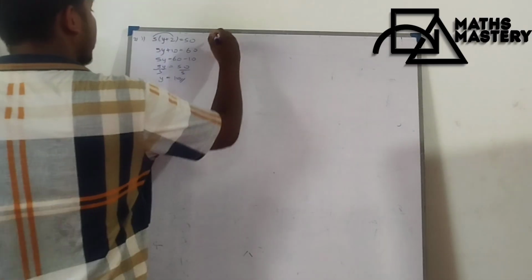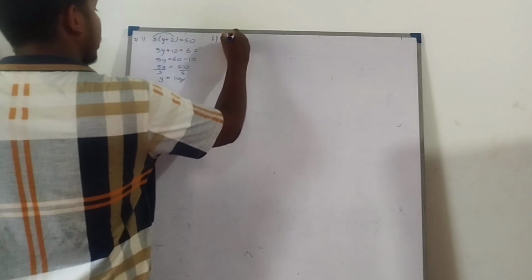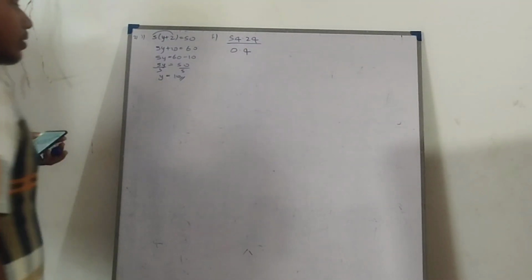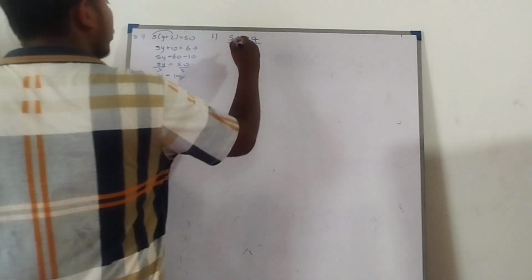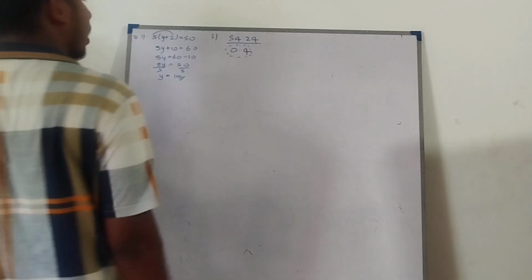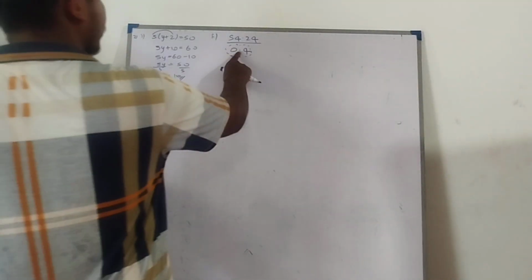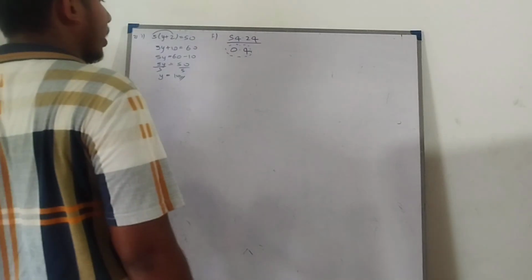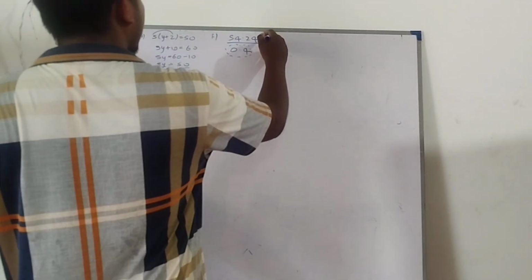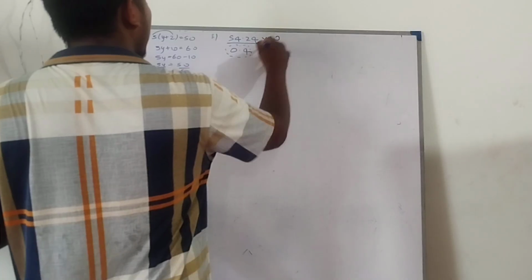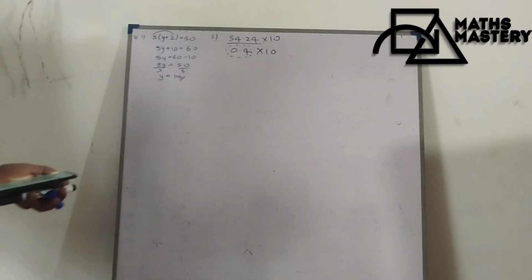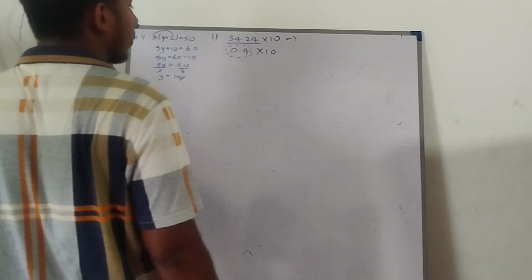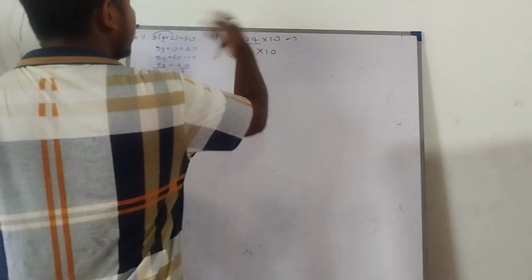Roman number 2, this is a decimal related question. 54.24 divided by 0.4. What we can do here, students, is make this a multiple of 10. You can multiply the top and the bottom by 10. You are making this 0.4 a whole number, so that it's very easy for us to simplify.